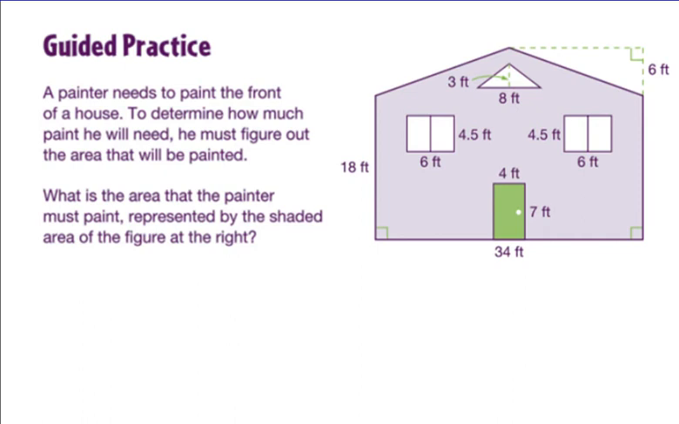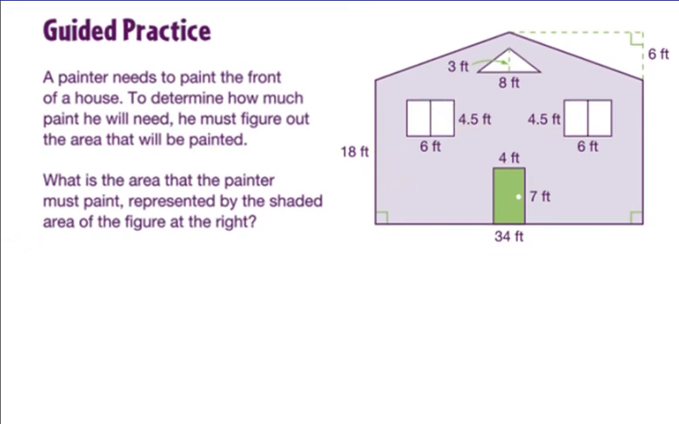All right. So this is going to be the last practice problem, and this one will take a little while. So a painter needs to paint the front of a house. To determine how much paint he will need, he must figure out the area that will be painted. What is the area the painter must paint, represented by the shaded area of the figure on the right? And we're going to focus on the purple shaded area. I know that the door is shaded in green, but we're only going to be focusing on the purple, okay?